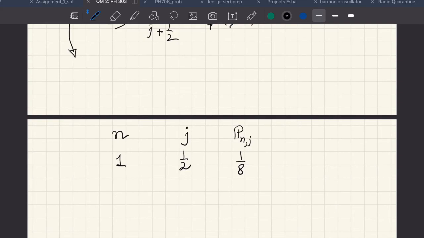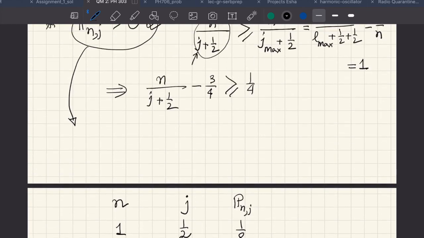Similarly, if you choose n equal to 2, then there are two values of j: one is 1/2, another is 3/2. Because n equal to 2 means L is equal to 0 and 1, and L equal to 0 and 1 means j is equal to L plus 1/2 and L minus 1/2. So you can figure out from this that j should be either 1/2 or 3/2.